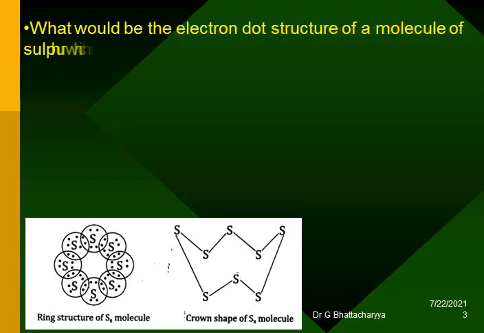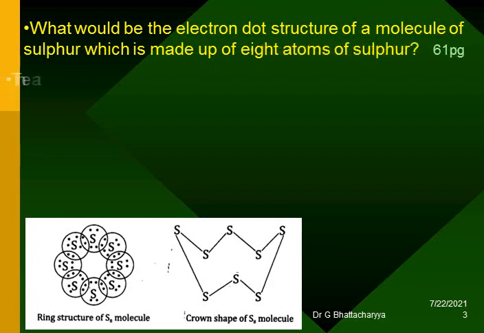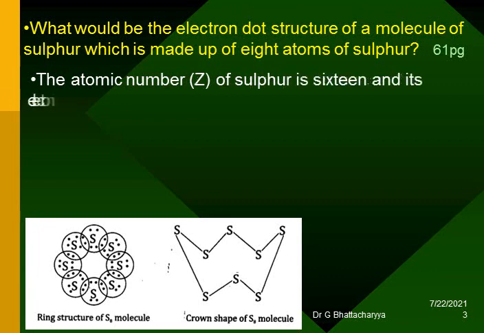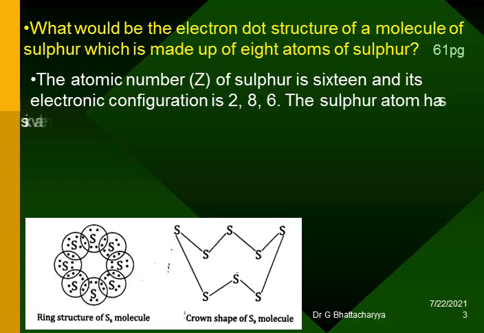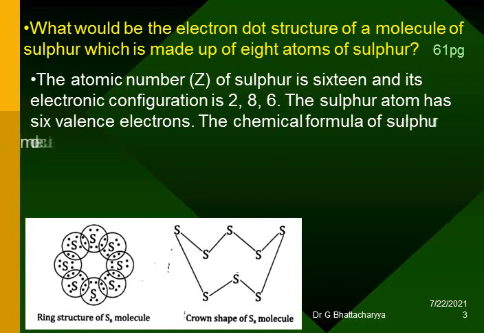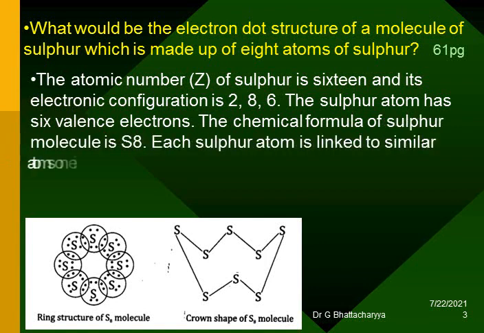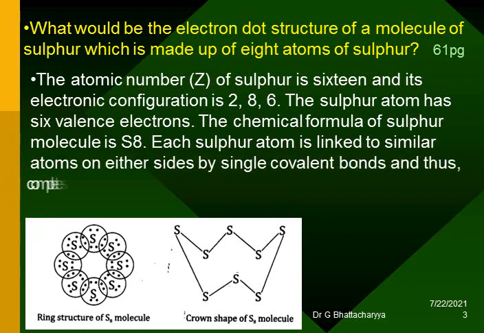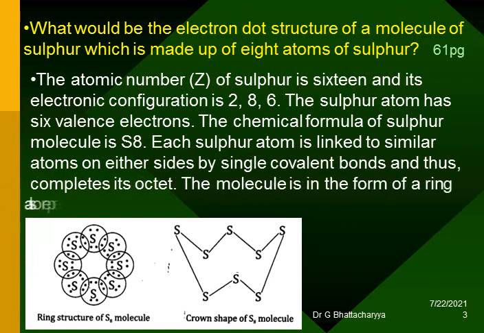What would be the electron dot structure of a molecule of sulfur which is made up of 8 atoms of sulfur? The atomic number, Z, of sulfur is 16 and its electronic configuration is 2, 8, 6. The sulfur atom has 6 valence electrons. The chemical formula of sulfur molecule is S8. Each sulfur atom is linked to similar atoms on either sides by single covalent bonds and thus completes its octet. The molecule is in the form of a ring, also represented by a crown shape.